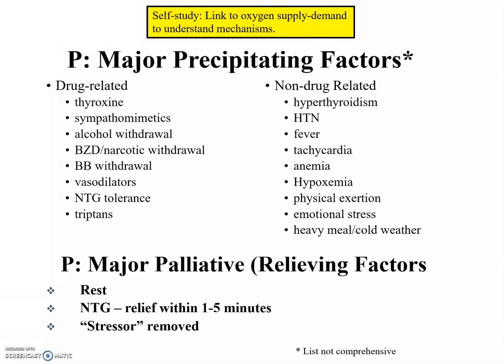So that's precipitating factors. Palliative factors, otherwise known as relieving factors for stable angina, would be if the patient's symptoms go away when they rest for a couple minutes, or also if they take sublingual nitroglycerin, they usually have relief within a few minutes, or if the stressor is removed, so any of these precipitating factors is removed, then the patient actually gets better. This list is not completely comprehensive, but this gives an idea of the major precipitating factors and the major palliative factors.